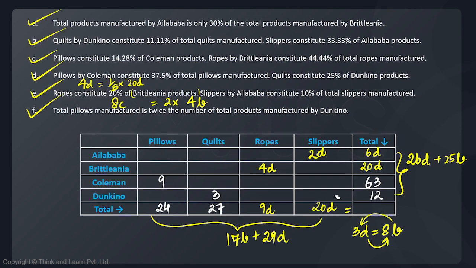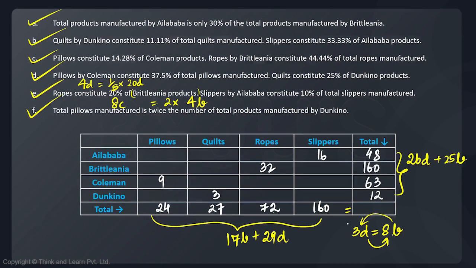Now let's convert every D into 8. So 4 into 8, this becomes 32. 9 into 8, this becomes 72. 2 into 8, this turns out to be 16. 20 into 8, this turns out to be 160. 20 into 8, this is 160. And 20 into 6, this is going to be 8 into 6, which is going to be 48.